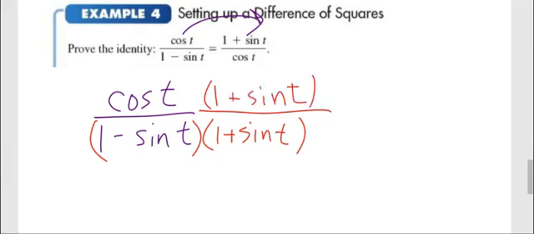Now, why was that my hint? Because look, in the numerator on the other side is a 1 plus sine t. So when we get done with this, we better have a 1 plus sine t in the numerator of our answer. So I'm using the right side to kind of guide me.